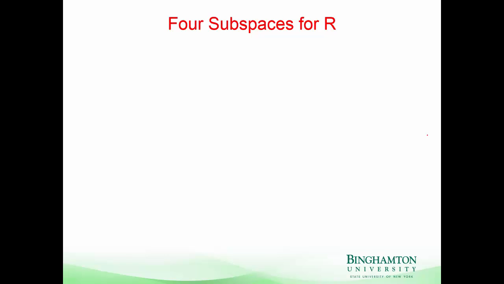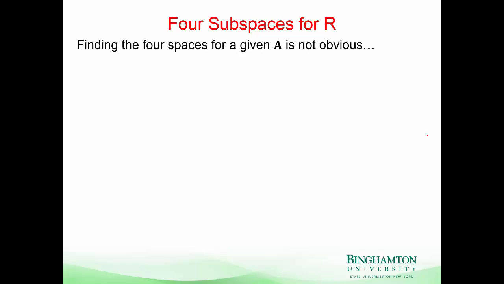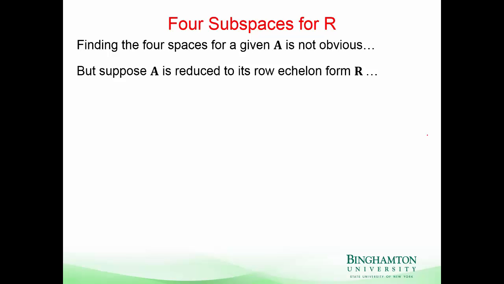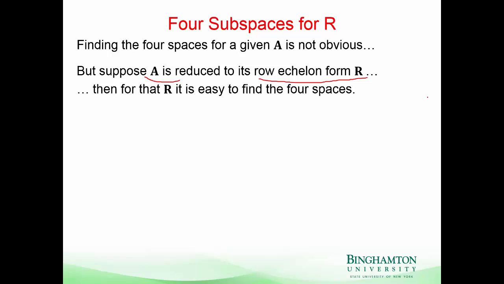So let's talk about the 4 subspaces for R. What is R? Well, we've been talking about A, and it's not always obvious and easy to find what these 4 subspaces are for a given A. So we'll start our discussion with the reduced row echelon form. Suppose we're given some A, and we come up with its reduced row echelon form R. Let's look at that. It turns out that it's really easy to think about the 4 spaces for R.